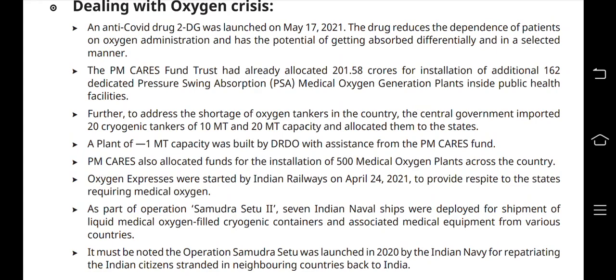As part of Operation Samudra Setu 2, 7 Indian naval ships were deployed for shipments of liquid medical oxygen filled cryogenic containers and associated medical equipment from various countries. It must be noted the Operation Samudra Setu was launched in 2020 by the Indian Navy for repatriating the Indian citizens stranded in the neighboring countries back to India.